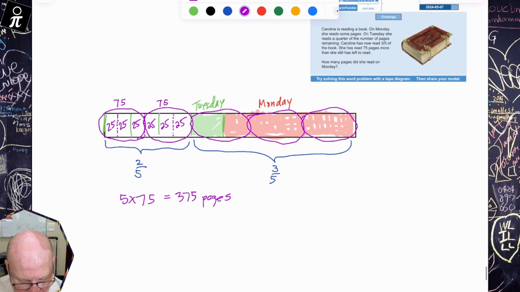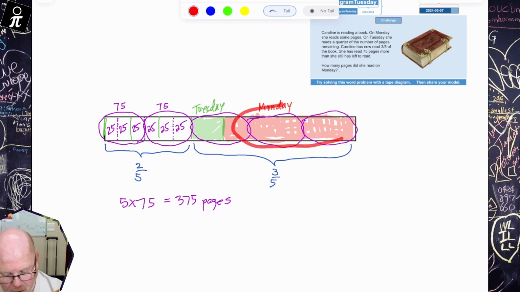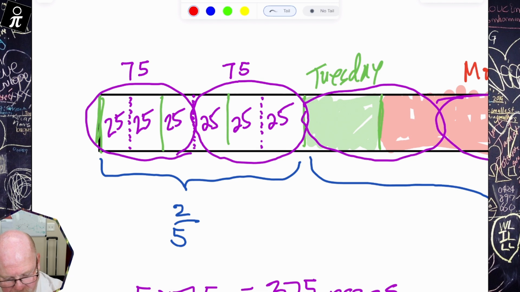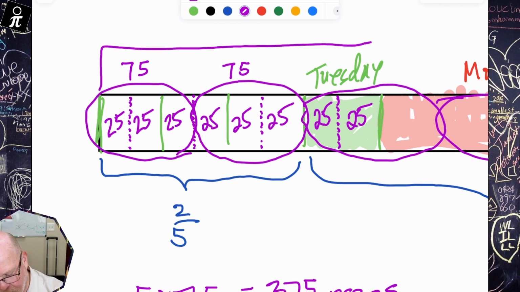Then it says, how many did she read on Monday? So we need to figure out this red part. We need to figure out this green part in order to subtract it out. But that's pretty easy, because remember, each of these was a quarter right here, and it was cut into 2 pieces. So this quarter is also cut into 2 pieces. Those are 75s. So I can see this is how much is not Monday.